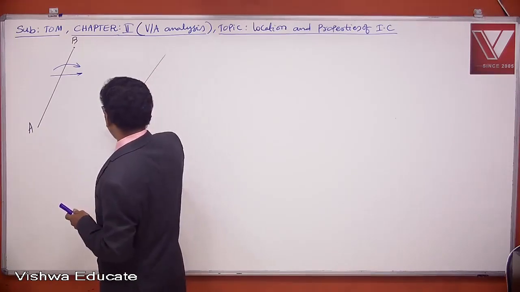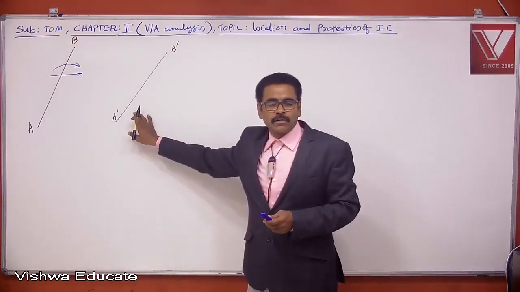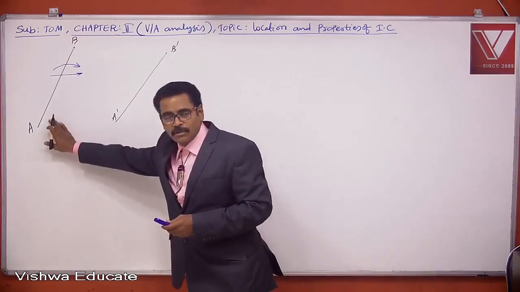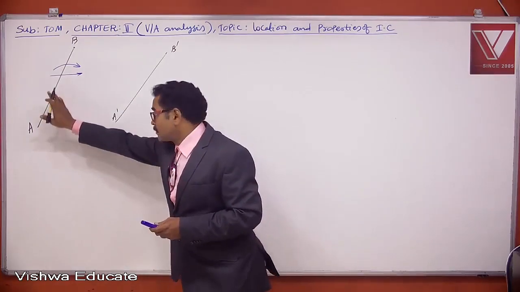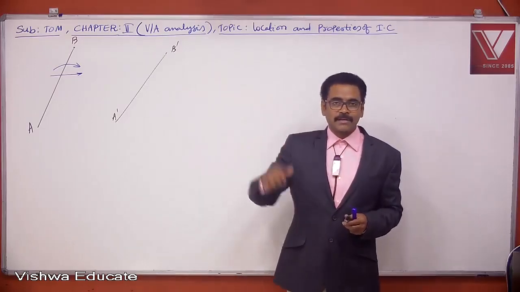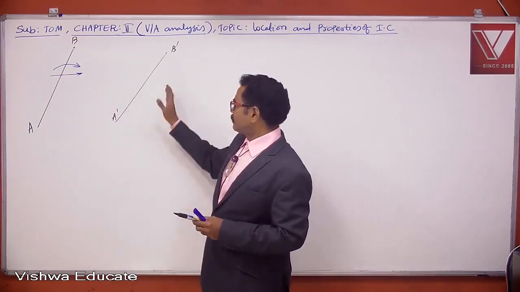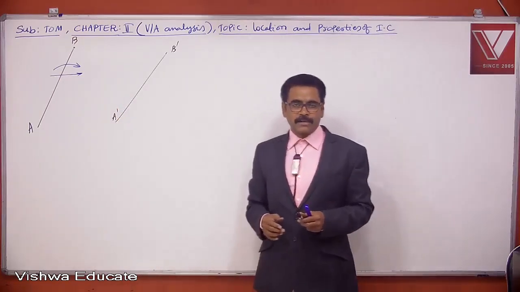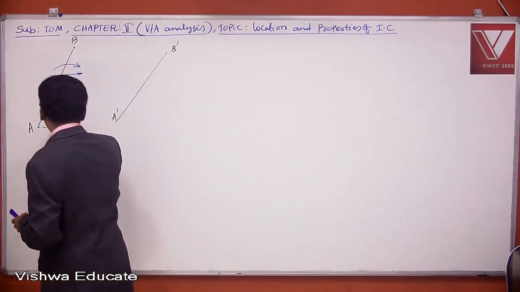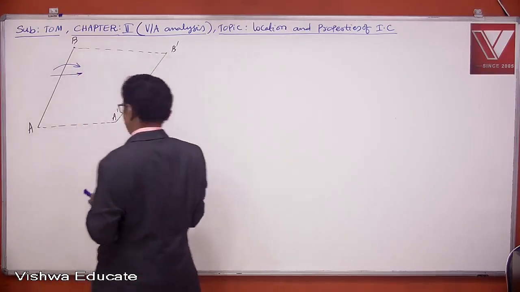So this is the location and orientation of the link in a small interval of time. This is the beginning orientation, beginning location. As it is translating, it moves towards right. At the same time, it is also rotating. So it is translating as well as rotating. Then join these two: join A and A dash, join B and B dash.